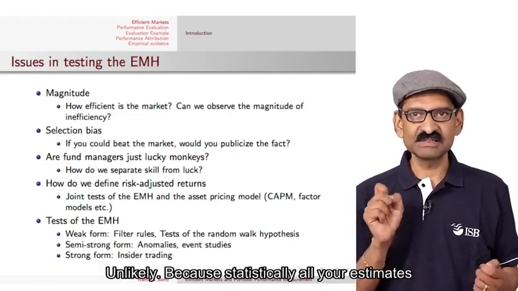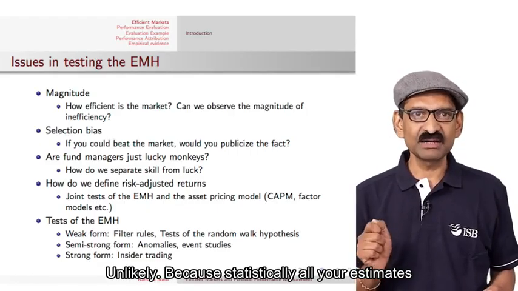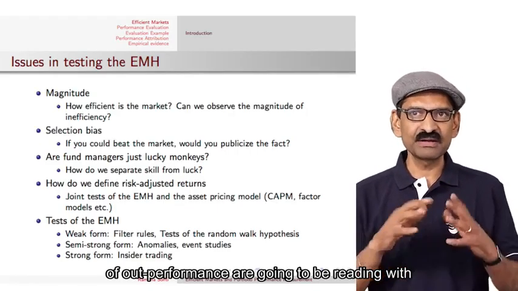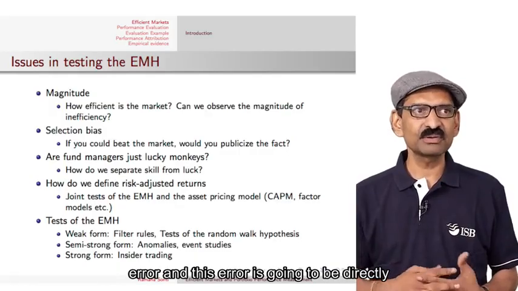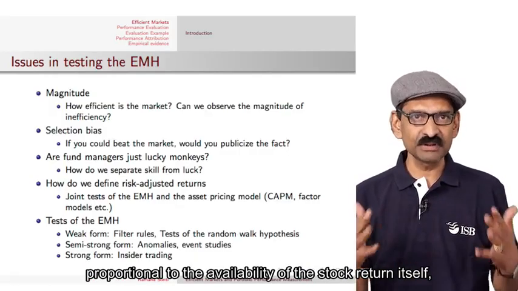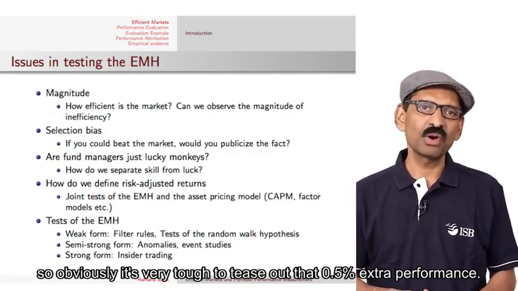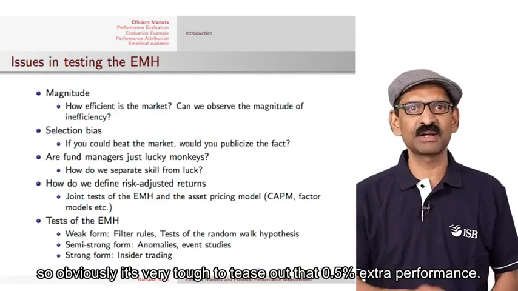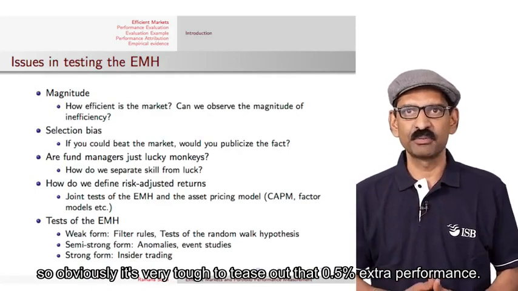Unlikely, because statistically, all your estimates of outperformance are going to be ridden with error, and this error is going to be directly proportional to the variability of the stock return itself. So obviously, it's very tough to tease out that 0.5% extra performance.